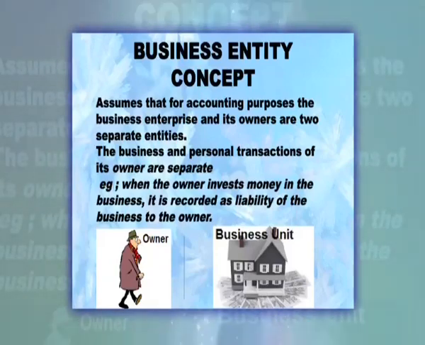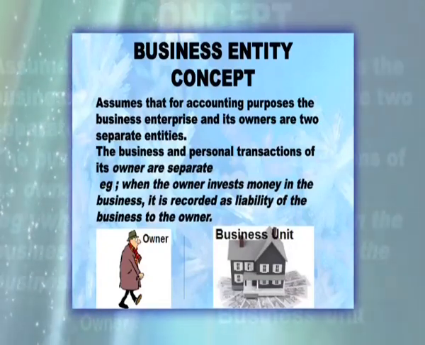Thus, the accounting records are made in the books of accounts from the point of view of the business unit and not from the point of view of the owner. Let's take an example. Ms. Sakshi started business by investing rupees 2 lakhs. She purchased goods for rupees 20,000, furniture for rupees 10,000, plant and machinery for rupees 50,000 and rupees 10,000 remained in hand. These are the assets of the business and not of the owner.